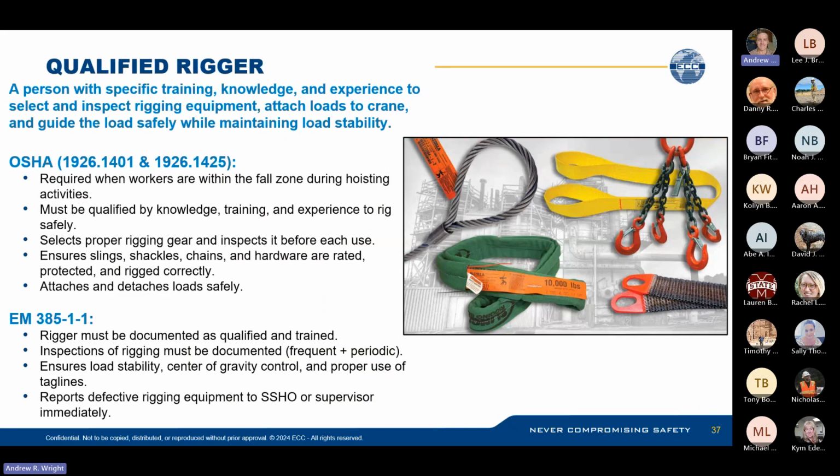Next is a qualified rigger. This is a person with specific training, knowledge, and experience to select and inspect rigging equipment, attach loads to a crane, and guide the load safely while maintaining load stability. So under OSHA, it's required when workers are within the fall zone during hoisting activities. They must be qualified by knowledge, training, and experience to rig safely.